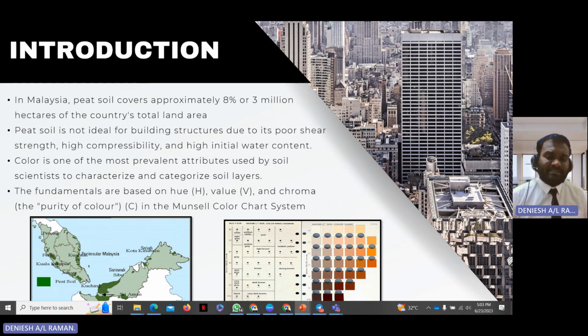Soil scientists often rely on the Munsell color chart system, which is based on three attributes: hue, value, and chroma. Hue represents the actual color. Value indicates the lightness and darkness of the color, and chroma signifies color intensity. By understanding these color attributes, soil scientists can effectively categorize and describe the differences of the soil layers.